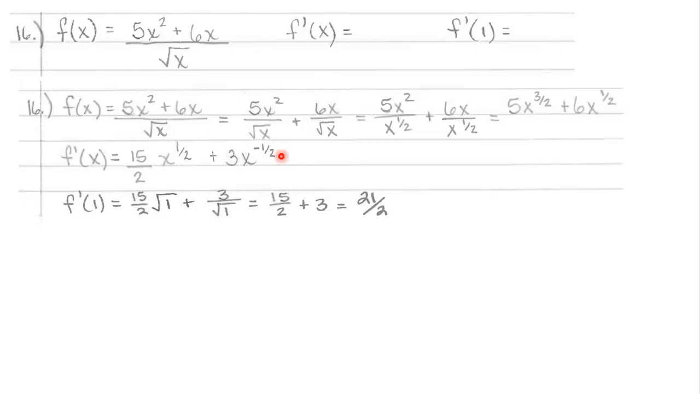They asked me then to find the derivative at 1, so I'm just going to plug 1 in for x. So that would be 15/2, and then 1 to the 1/2, again, just means the square root of 1, plus 3x to the negative 1/2. So x to the negative 1/2, to get rid of that negative, we're going to move it down in the denominator. So x to the 1/2 in the denominator would be the same thing as the square root of x. And again, we're putting 1 in for x. So that gives us 15/2 plus 3, and that would give us 21/2.